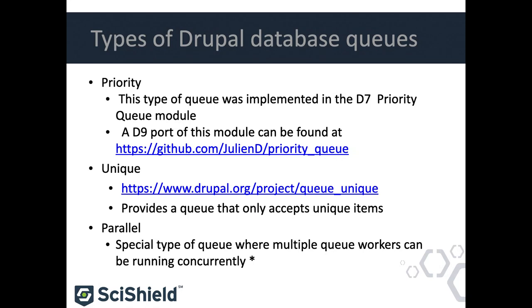Unique queues are great. So if you're processing a lot of entities, but you only want those entities to be processed once, a unique queue will make it so that you can only put one entry in there that has a unique identifier. And then parallel queues is a project that I've been working on with one of my coworkers, Peter Wolinen, and we will talk about that at the end here. What that allows you to do is run the queue workers in parallel so you can scale horizontally.